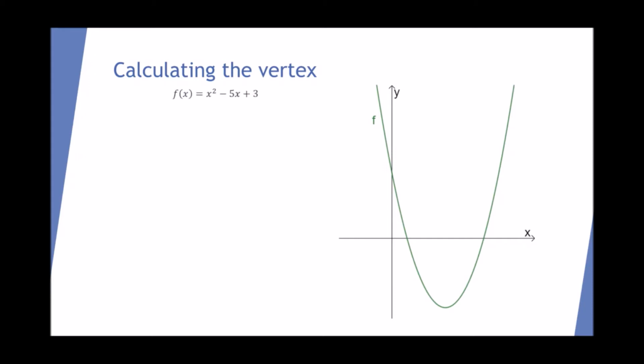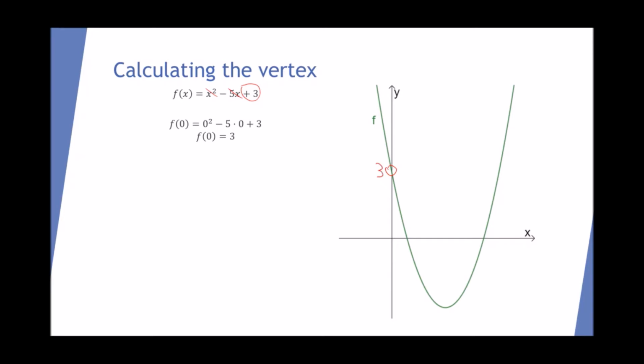This parabola has the function f of x equals x squared minus 5x plus 3. And as I said, the first thing we want to know is where does it intersect the y-axis. Now this is where x is 0, so we're going to fill in x equals 0. You may already realize if x is 0, then this whole thing disappears and this whole thing disappears. And we're just going to end up with this number, so this happens at 3 in this case.